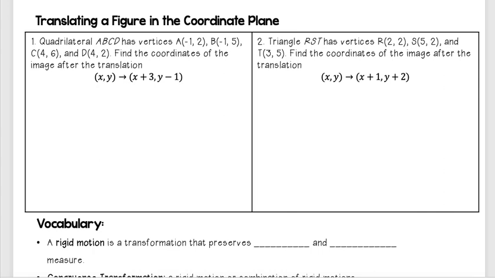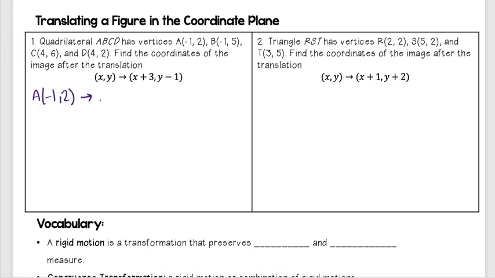We are actually given the rule and we want to translate a figure in the coordinate plane. So for this first one, I have quadrilateral ABCD has vertices as such, and I want to find the coordinates of the image after the translation. So to do this, I'm just going to start with my first vertex A.